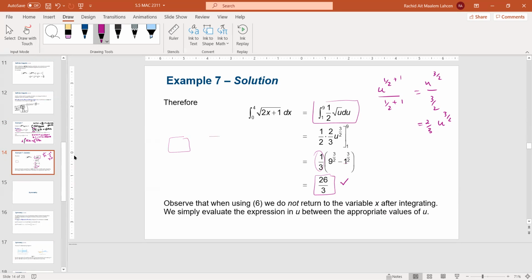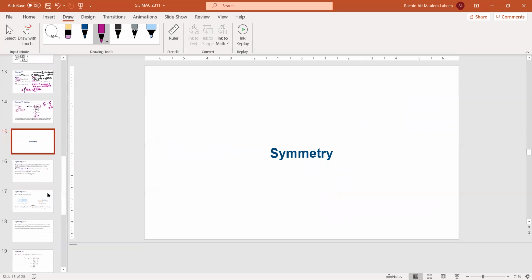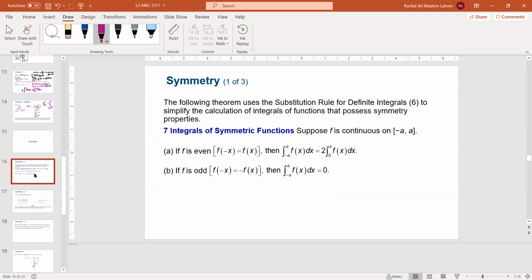So you transition from x to u, and if you do g of a and g of b, this calculates it and it's done. There are two nice properties I think we spoke about, but now just to look at them in more detail.